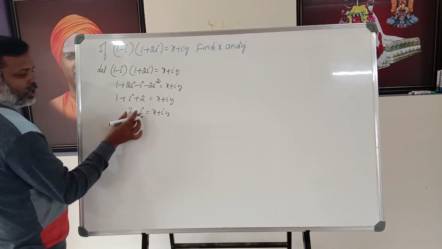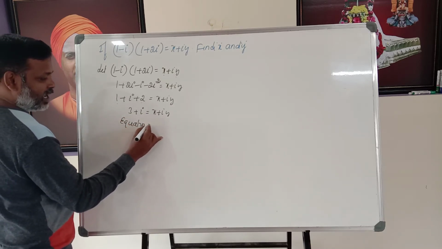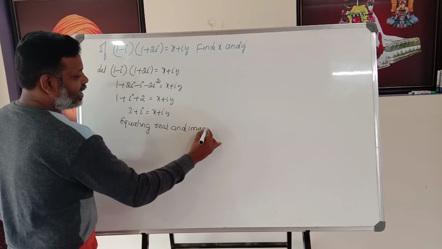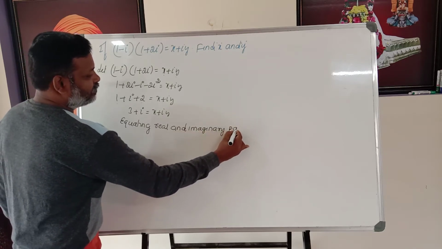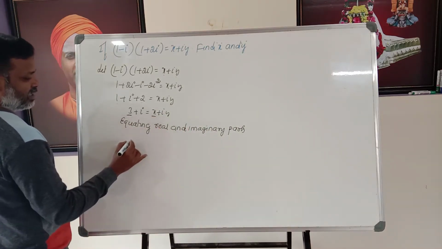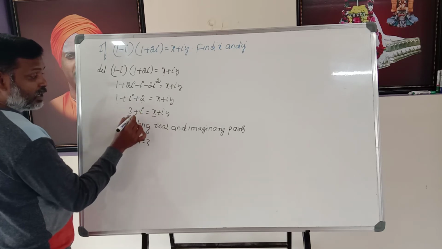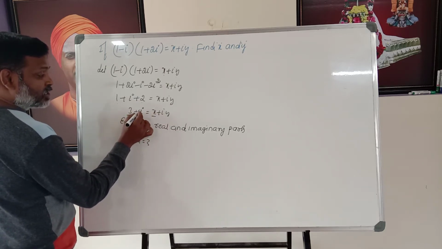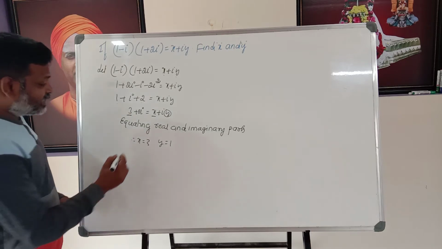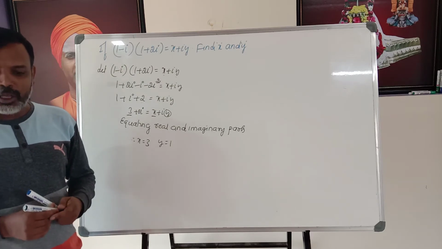Now this is in the a plus ib format. Equating real and imaginary parts: the real part on the left is 3 and on the right is x, therefore x is equal to 3. In the imaginary part, the coefficient of i is 1 on the left and y on the right, therefore y is equal to 1. So for x equal to 3 and y equal to 1, this equation is satisfied.